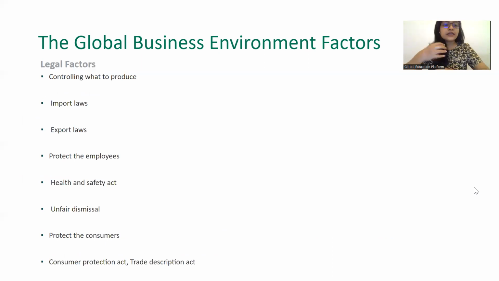Okay, next one is the legal element. So it's about the law, regulations. You go into another country in order to benefit from low cost labor, but then you also need to know about the acts available there supporting the Laborers Act, Human Resource Act, all those things. About protecting the consumers, all of these legal elements a business should know before moving into that country to operate. Okay, so that is about the legal factors.